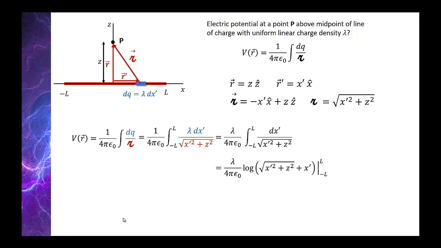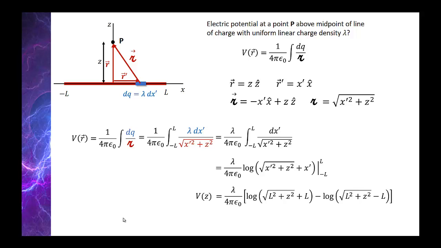the log of the square root of x prime squared plus z squared plus x prime outside of the square root. And we have to evaluate that between negative L and L. It's a particularly nasty result, but okay, we can just input our boundary conditions here. We input our boundary conditions for negative L and L, and so we get an electric potential as a function of z that looks like this. So again, this is a function of z because we're some distance z above the midpoint of our line of charge.